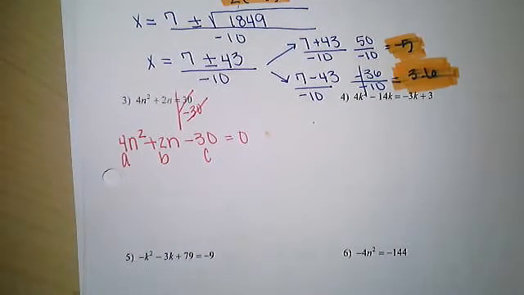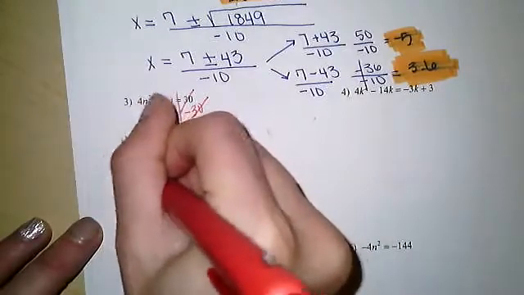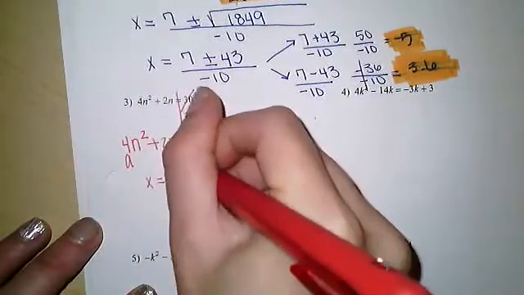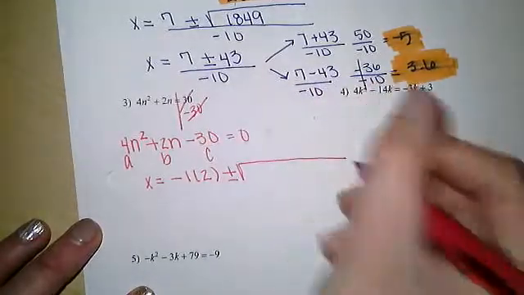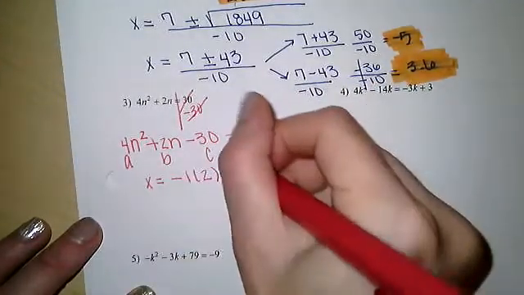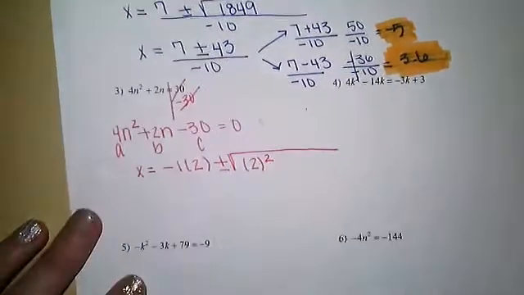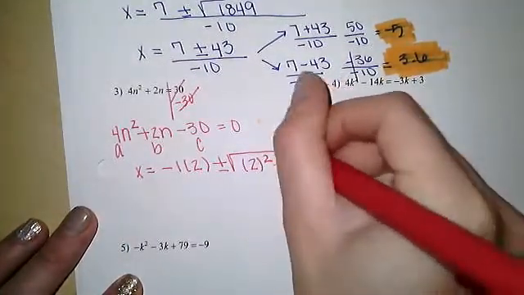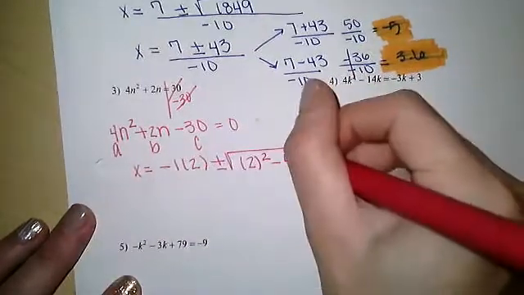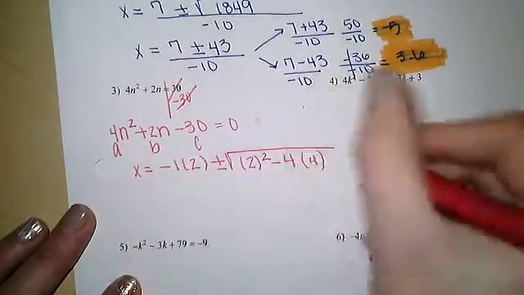So when you're setting them up, just be really, really careful. I would hate for you to do all the work above and not have it set equal to 0 to start. So it'd be x equals negative 1 times b, which is 2. We're just plugging in the numbers. Even though that 2 is positive, I'm going to put it in parentheses just to be safe. B squared minus 4 times a times c.